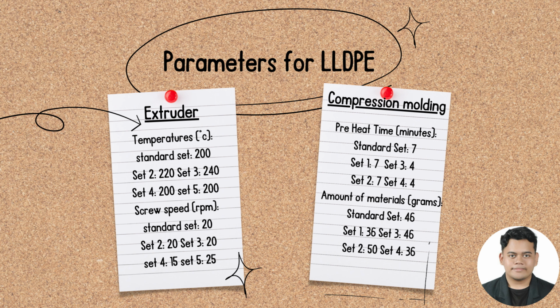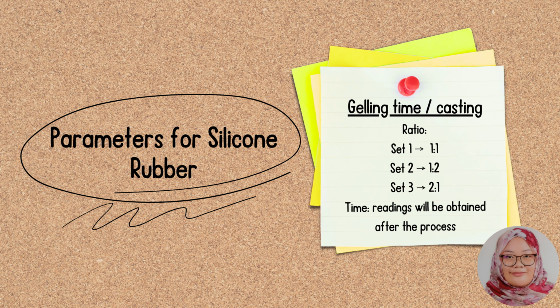The compression molding preheat time for standard set until set 2 we use 7 minutes, and for set 3 and set 4 we use 4 minutes. The amount of material for standard set and set 3 we use 46 gram. The set 1 and set 4 we use 36 gram while set 2 we use 50 gram. Finally, for silicone rubber casting, we will focus on mixing ratio and gelling time.